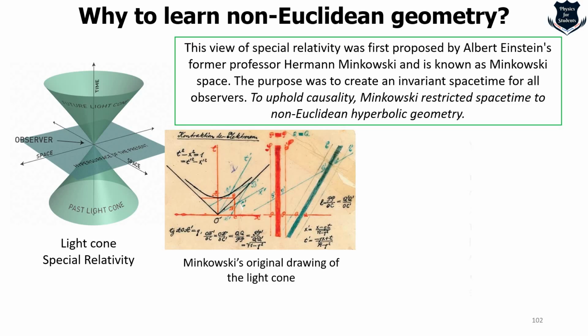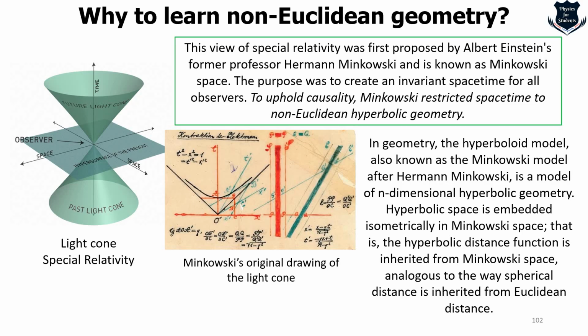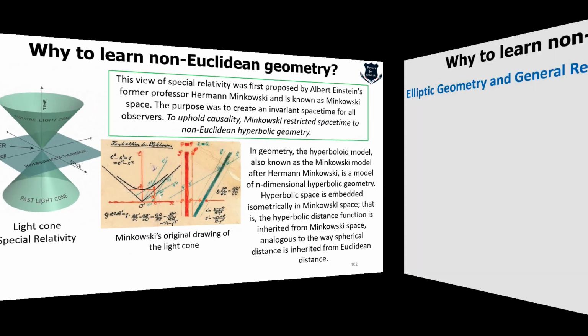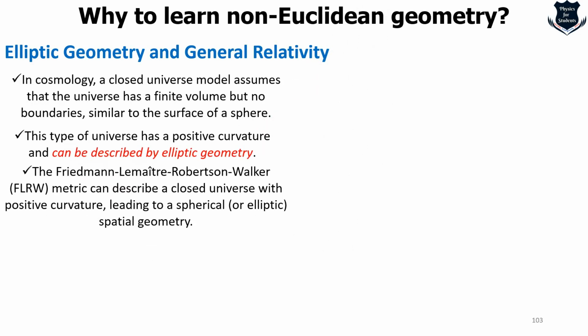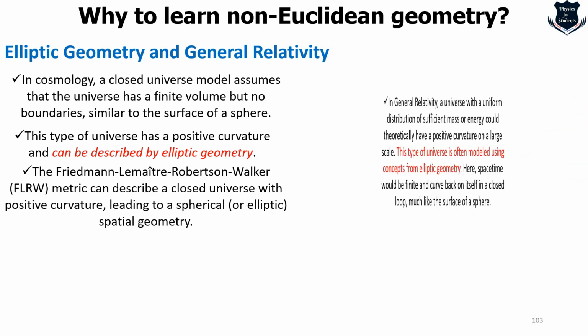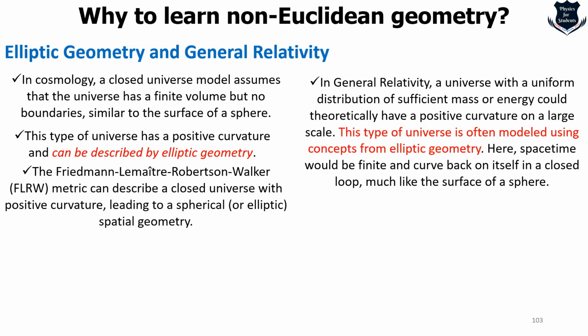Also, you can see this is the original diagram of a Minkowski. So you can say that a Minkowski model is embedded isometrically in Minkowski space. That is, the hyperbolic distance function is inherited from Minkowski space. Also, you can see that elliptic geometry and general relativity are related, although not in terms of true mathematics, but as elliptic geometry defines a positive curvature. So any universe which has a positive curvature, or typical idealized conditions of geometry, includes what is called elliptic geometry. This type of universe is modeled using concepts from elliptic geometry.